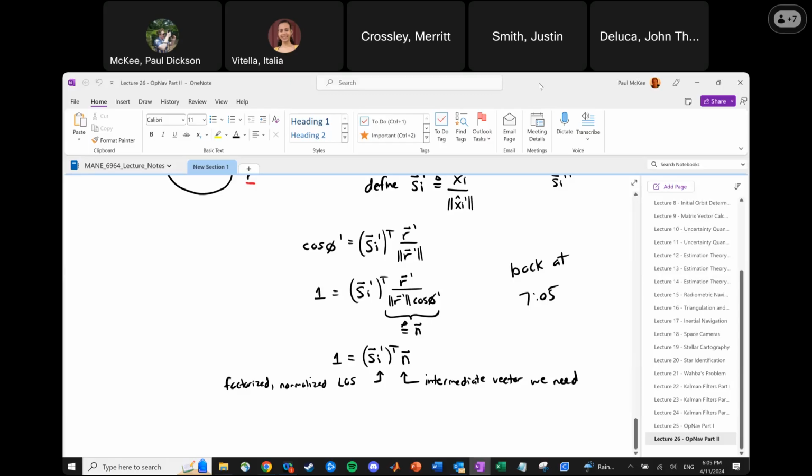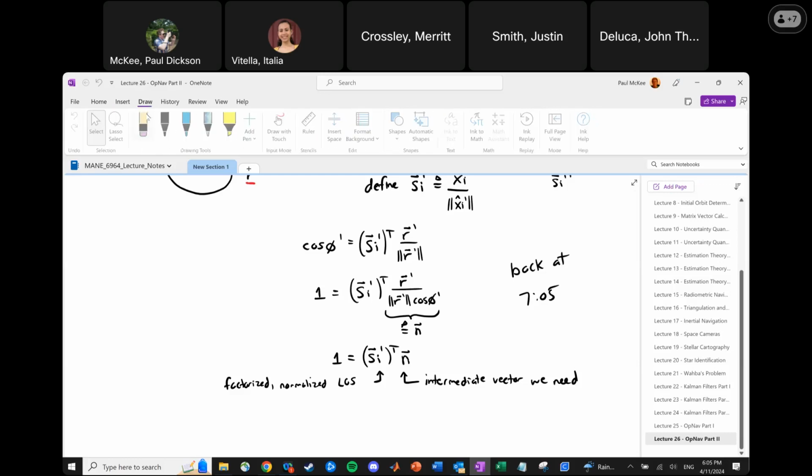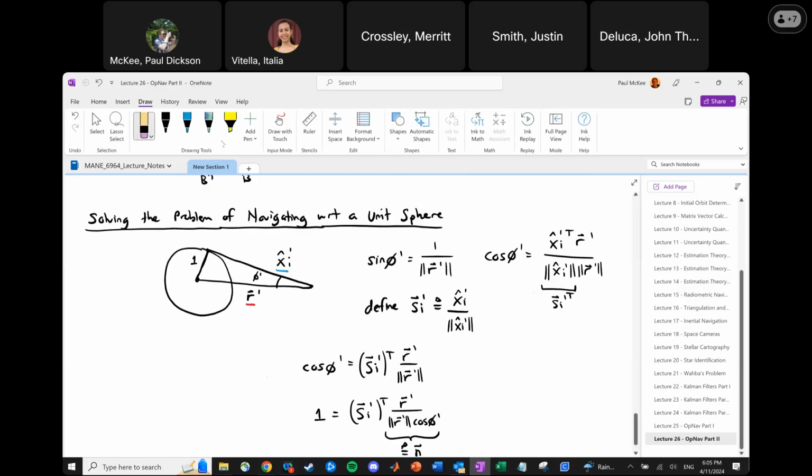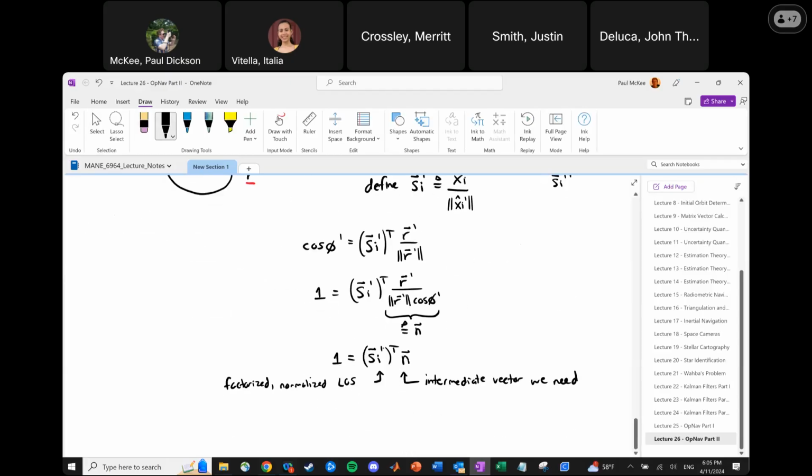All right, I think we'll keep on moving here. As a reminder, go into draw mode here. So we're back and we are kind of waist deep in this process of navigating with respect to a unit sphere. And we've arrived at this equation.